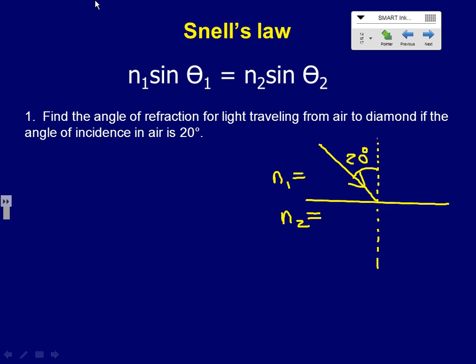Okay? So it's going from air. What's the N for air? 1. 1.00. And it's ending up in diamond. What's the N for diamond? Does anybody remember? Yeah. 2.42. You are not required to memorize that. But we deal with the same numbers many times. Yep.